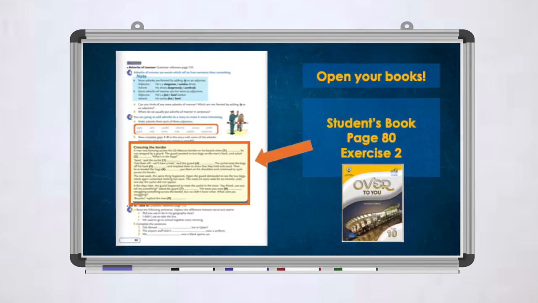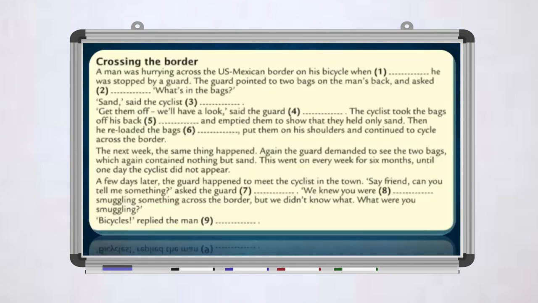Now, open your books with me. Student's book, page 80, exercise 2. Let's fill in the gaps using the words provided to us in the book. They are all adjectives and we have to turn them into adverbs to fill in the gaps. Now, a man was hurrying across the US-Mexican border on his bicycle when, look for the suitable word and turn it into an adverb. When, suddenly, he was stopped by a guard.